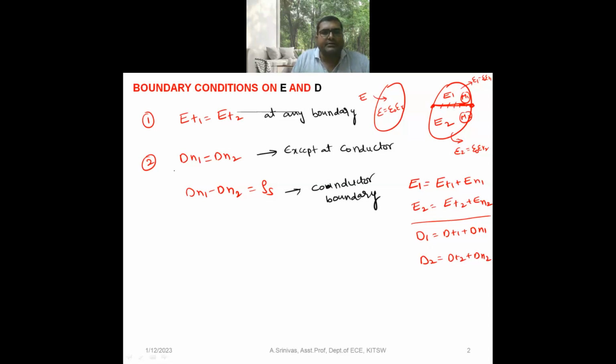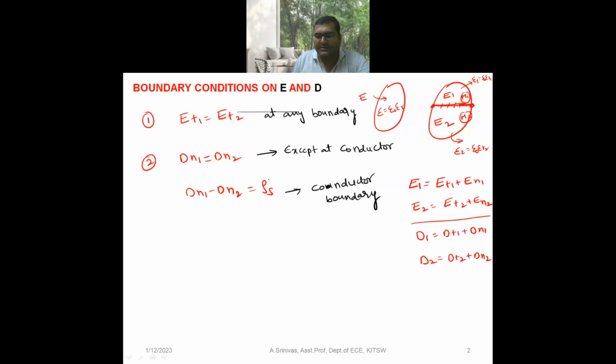The physical significance of condition 2 is the normal component of electric flux density in medium 1 is equal to the normal component of electric flux density in medium 2, except at the surface of a perfect conductor. At the conductor boundary, it is DN1 minus DN2 is equal to rho s. Once again, I will read: the normal component of electric flux density is continuous across any boundary except at the surface of a perfect conductor.